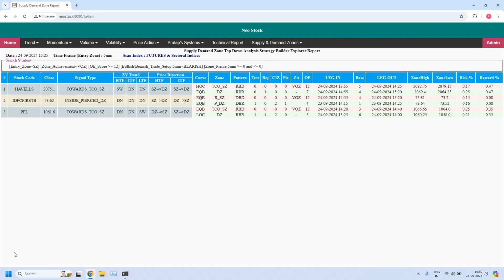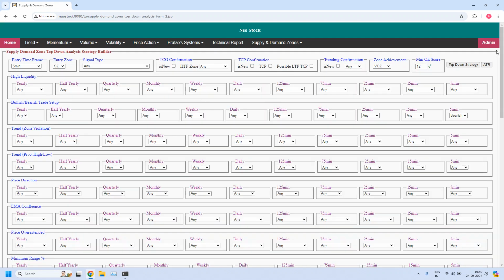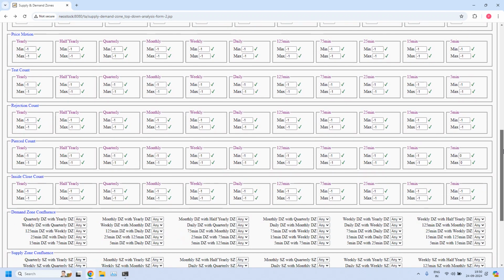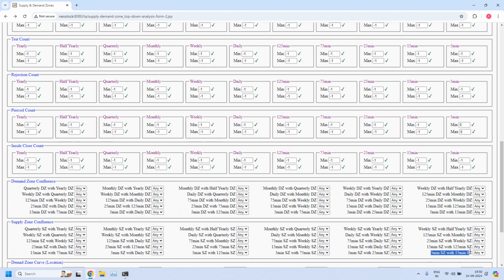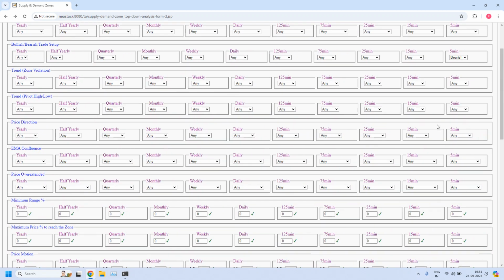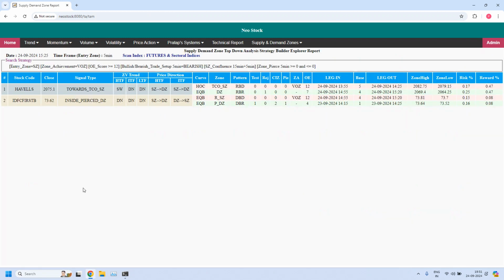Let's verify. 3 stocks are filtered. Currently 3 stocks are supporting bearish trade setup for hourly income trade. Let's verify out of these 3 how many are having ITF confluence. That is, the 5 minute supply zone should be part of the 15 minute supply zone. So I am enabling the filter 5 minute supply zone with 15 minute supply zone. Let's verify. 2 stocks. Both these stocks are having 15 minute supply zone confluence, and also supporting bearish trade setup for hourly income trade.